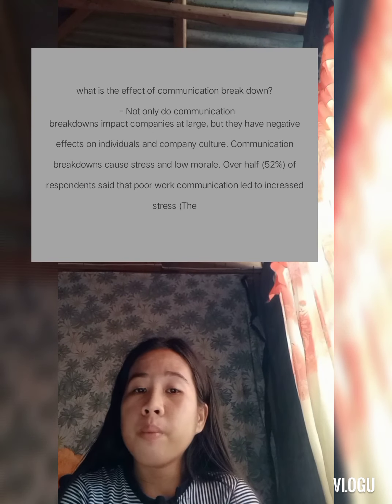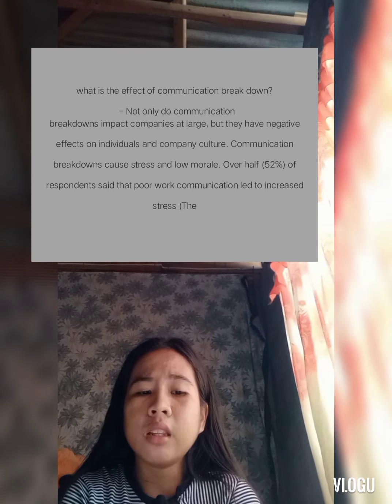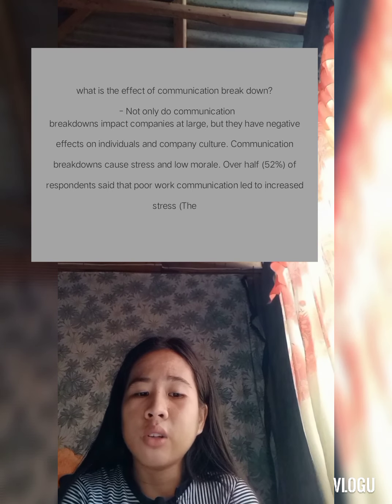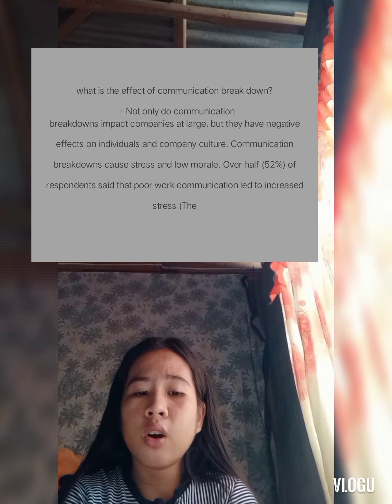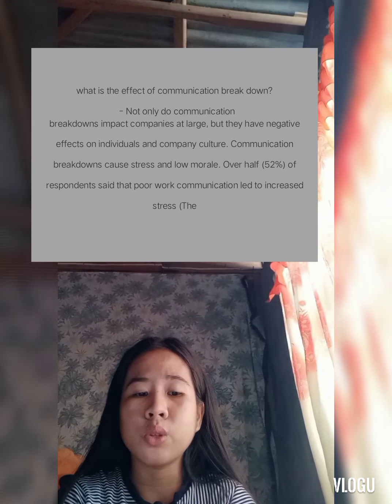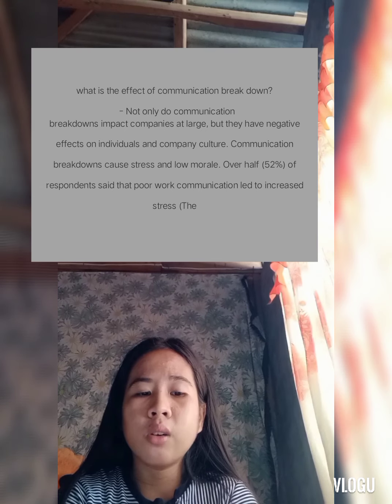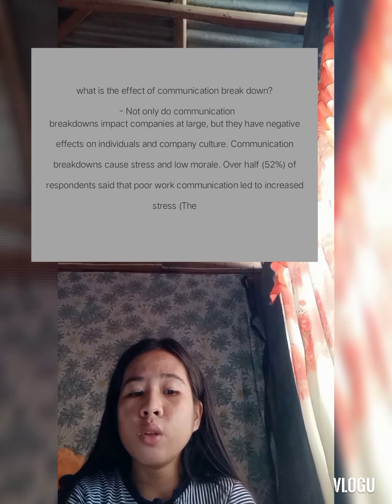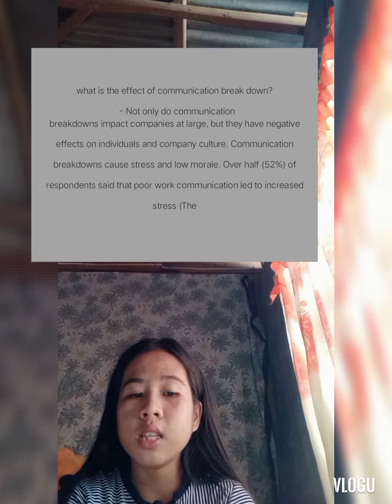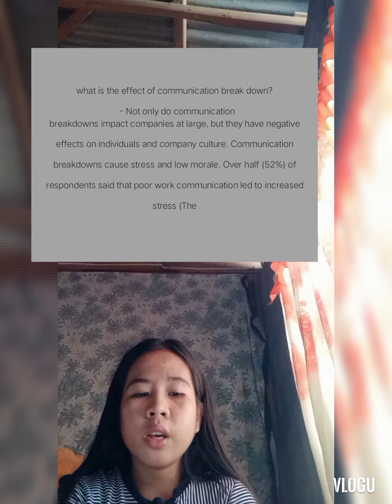What is the effect of communication breakdown? Not only do communication breakdowns impact companies at large, but they have a negative effect on individuals and company culture. Communication breakdown causes stress and low morale. Over half, 52% of respondents, said that poor work communication led to increased stress.